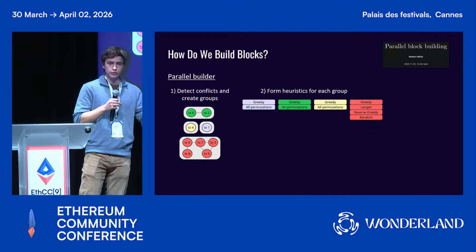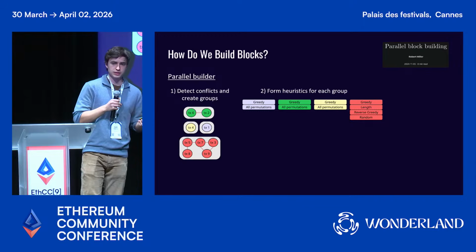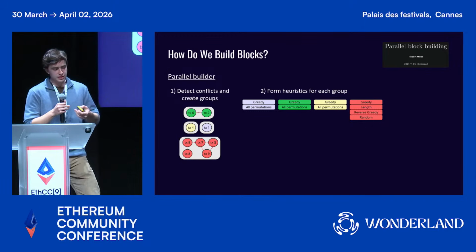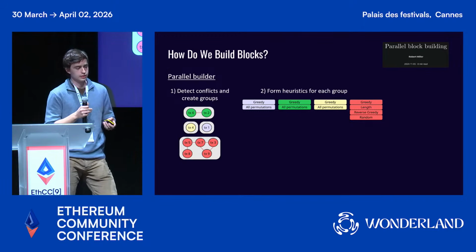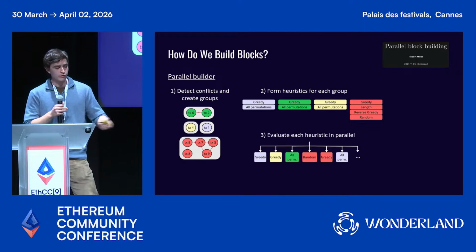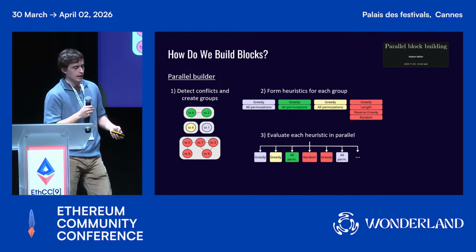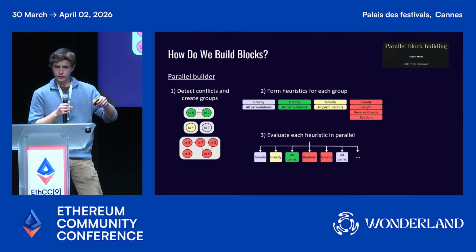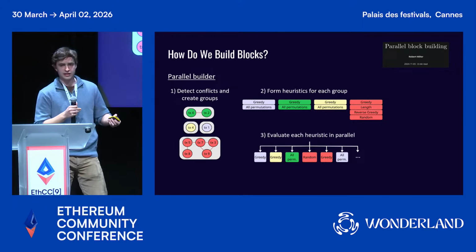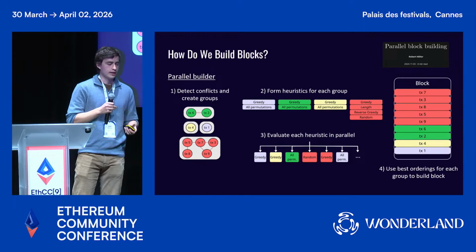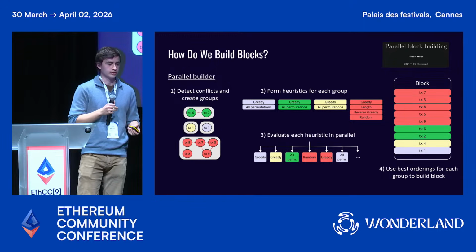So for each conflict group, what we're going to do is try different heuristics. What this means is different ways to order the transactions in these groups. We're then going to run these heuristics in parallel, keep track of, for every conflict group, what was the ordering that extracted the most value. And then with these best results, we can build the final block.